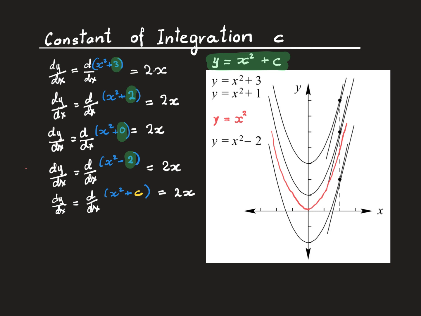Each one is different, they have a different constant, and yet when we differentiate them, they all end up being 2x. The result is that every single function has exactly the same slope, which is 2x, that straight line that's coming down over here.